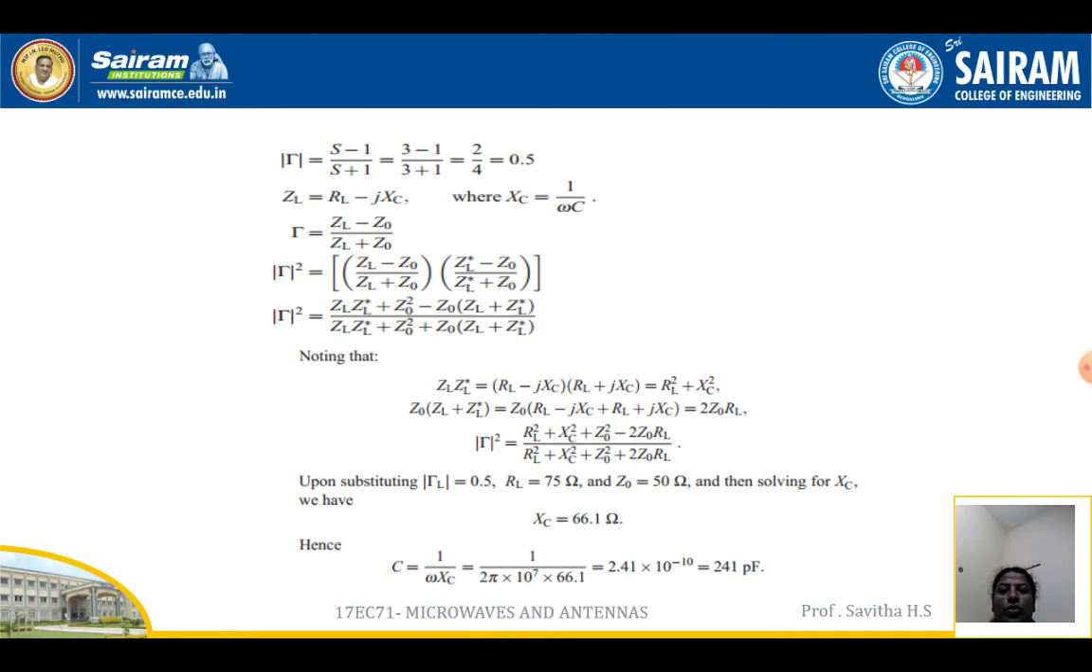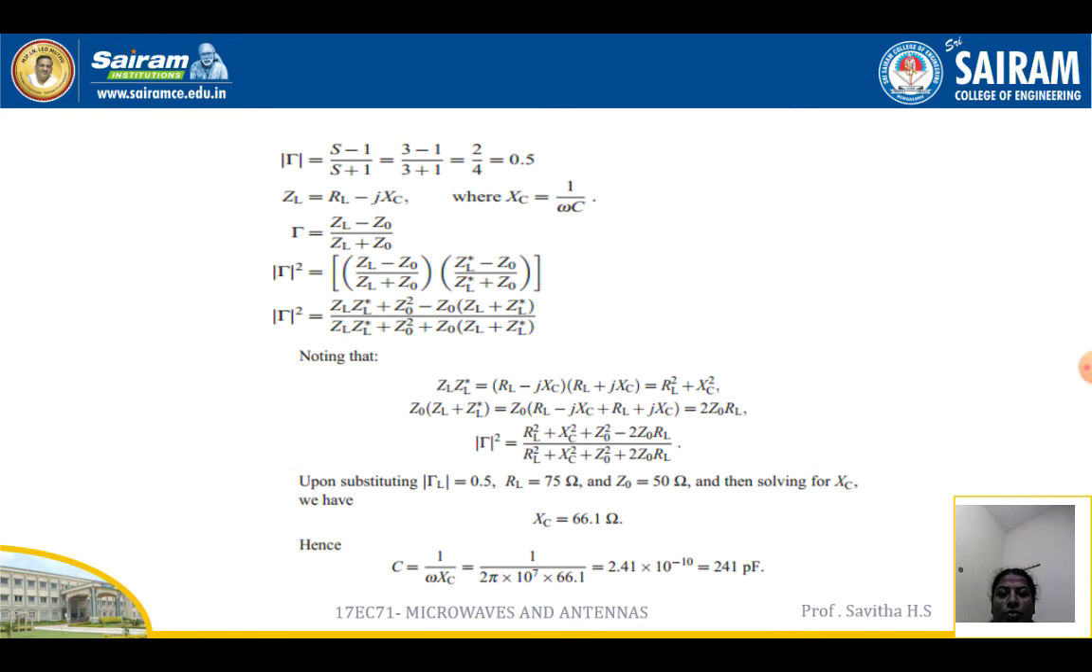And the reflection coefficient is equal to S minus 1 divided by S plus 1. If I substitute the values, I'll get it as 0.5. ZL is equal to RL minus jXC, where XC is equal to 1 by omega C. And the reflection coefficient in terms of impedances is ZL minus Z0 divided by ZL plus Z0. Taking the complex conjugate of that term, I'll get the reflection coefficient squared is equal to ZL ZL star plus Z0 squared minus Z0 into ZL plus ZL star, divided by ZL ZL star plus Z0 squared plus Z0 into ZL plus ZL star.